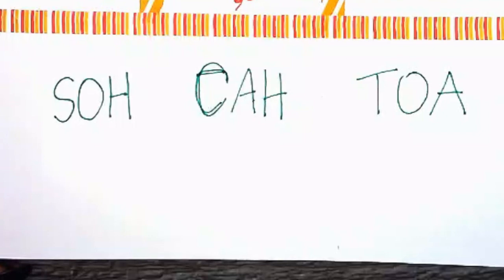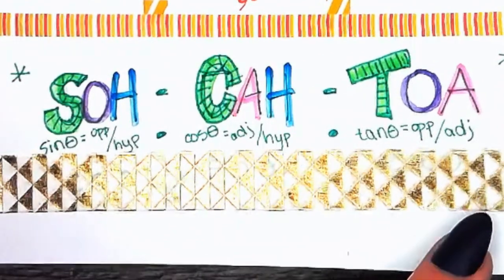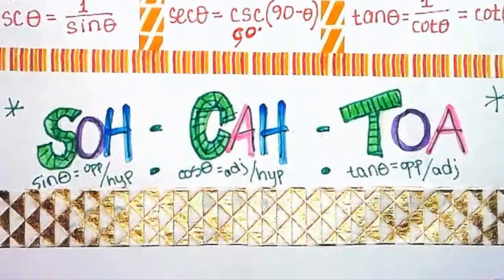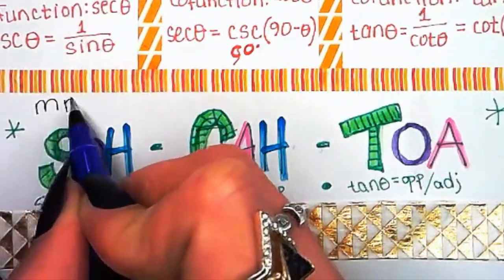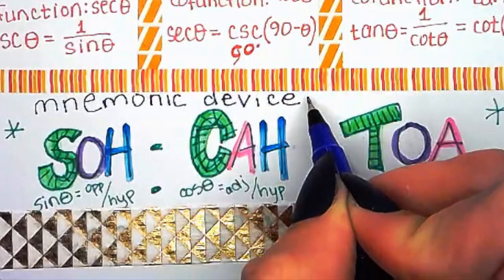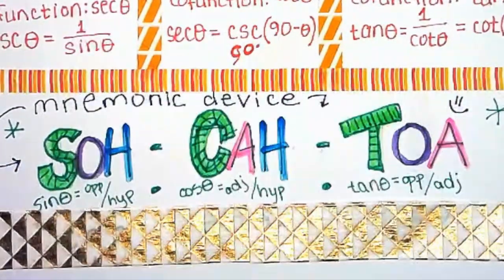But this mnemonic device would be absolutely useless if you don't know how to spell it. In addition to being able to spell this mnemonic device, we also need to know what it means. So what this means is the sine ratio is opposite over hypotenuse, cosine ratio is adjacent over hypotenuse, and tangent ratio is opposite over adjacent. So it sort of just helps you memorize them.